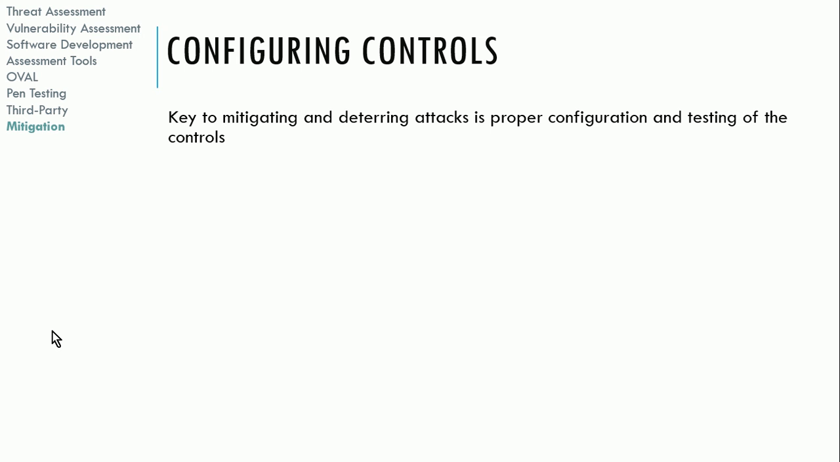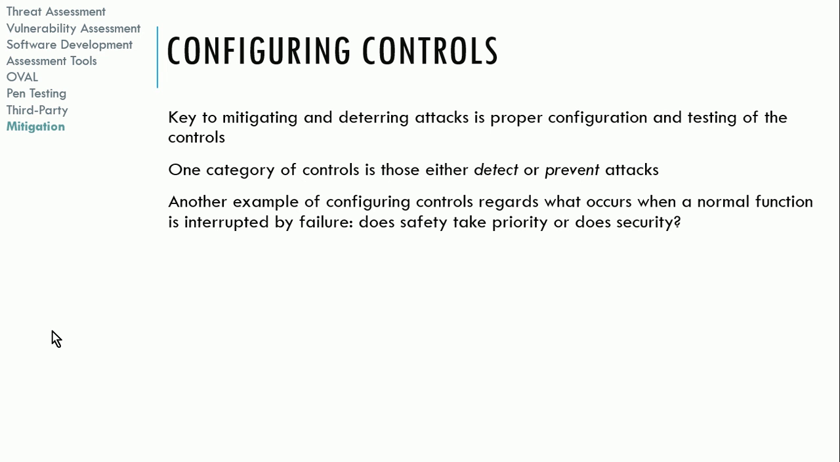The key to mitigating and deterring attacks is proper configuring and testing of the controls. Some of these controls can be used to detect and prevent attacks, like an IDS or an IPS, which we've talked about previously.